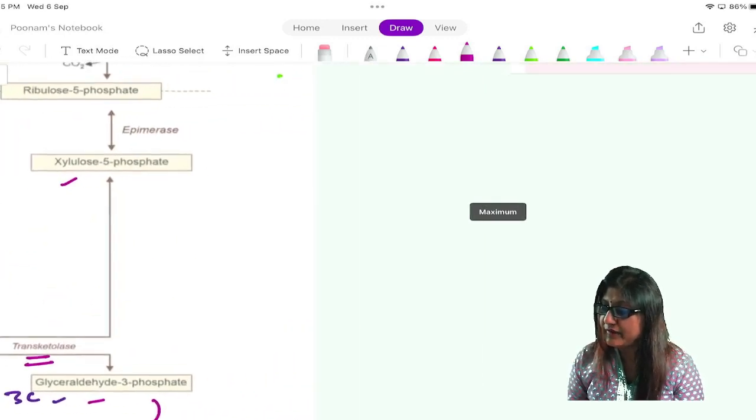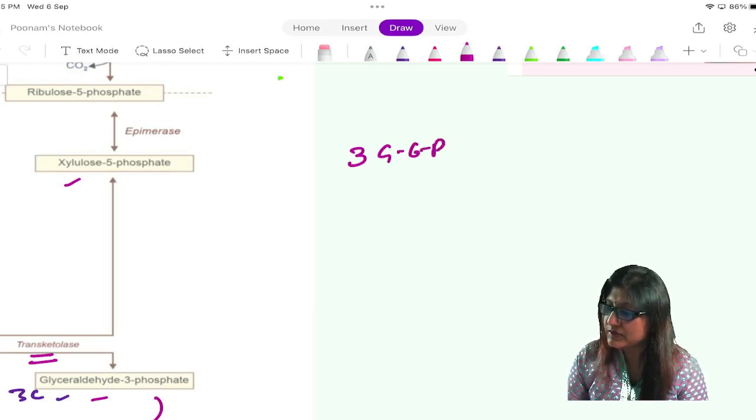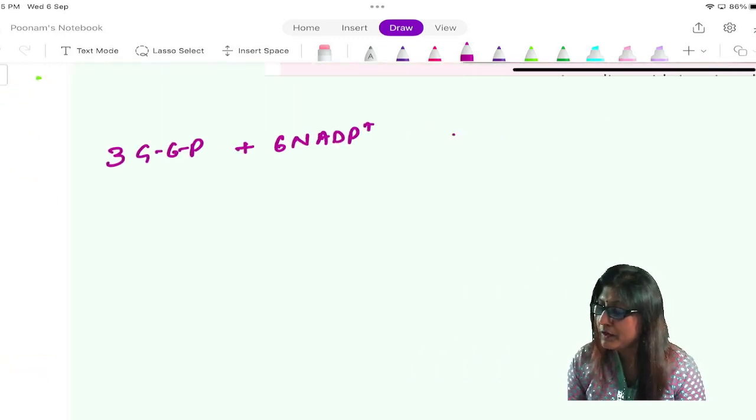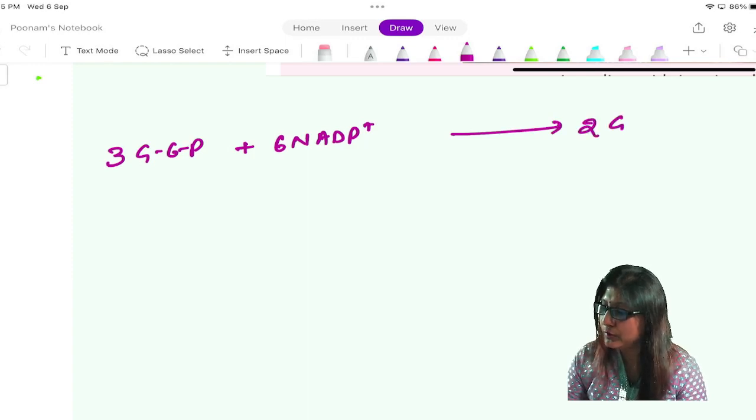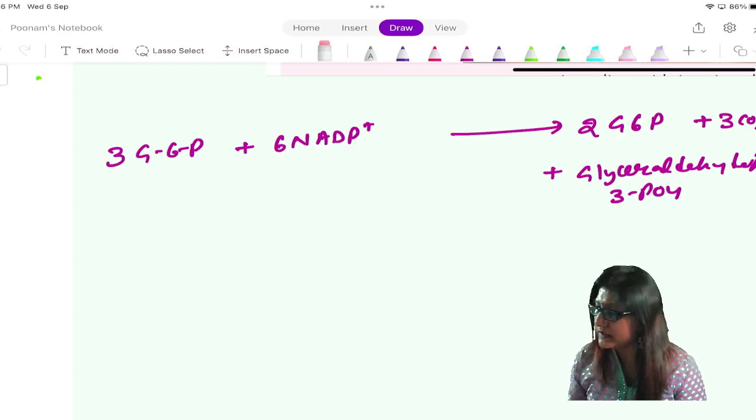So in a nutshell, if I would like to represent the reaction of the HMP shunt pathway, you will need 3 glucose 6-phosphate along with 6 molecules of NADP plus, which is the coenzyme, and they are going to convert to 2 molecules of fructose 6-phosphate, 3 carbon dioxide and 1 glyceraldehyde 3-phosphate, with the simultaneous generation of 6 NADPH. Let me write it properly.